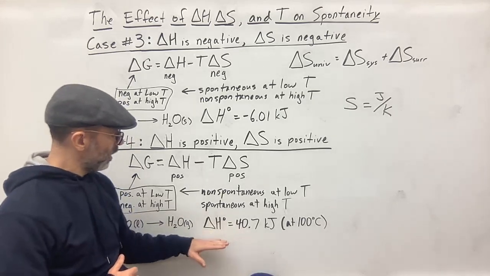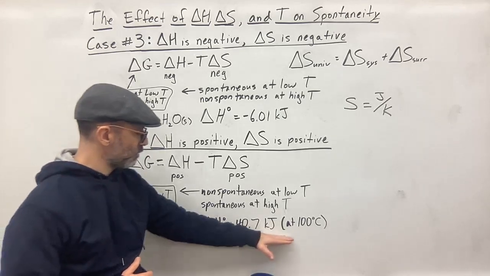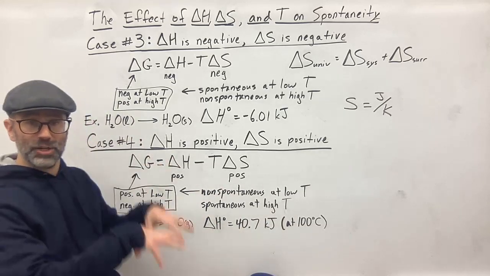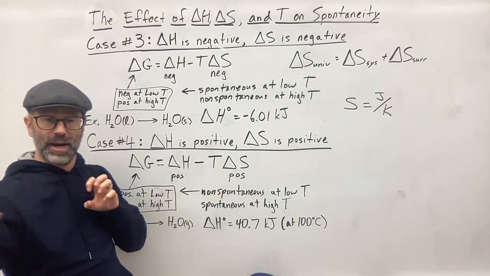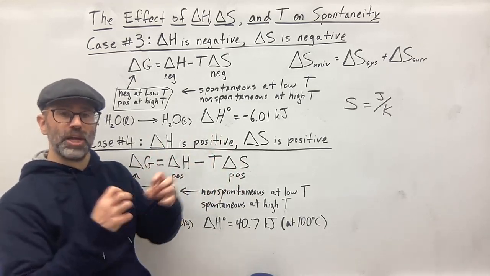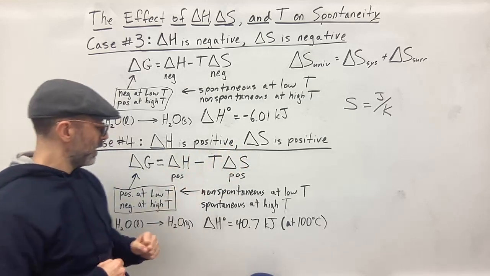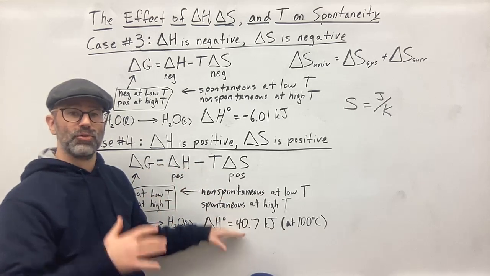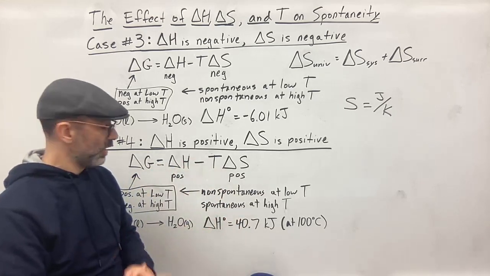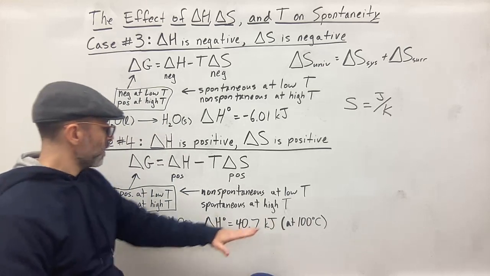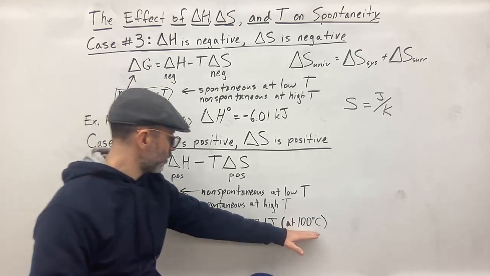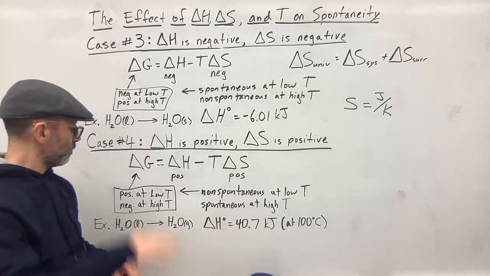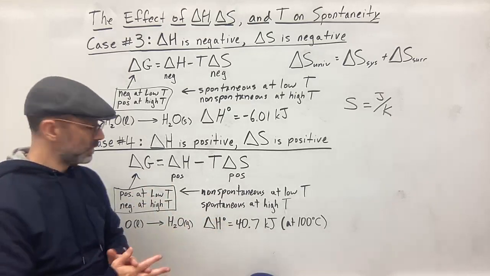But you can see here that the enthalpy change is positive. So it's absorbing energy from the surroundings in order to put that energy into the molecules to get them to spread out and move and break free of those intermolecular forces. And so in that case, absorbing the energy from the surroundings is going to decrease the entropy of the surroundings. And so in this case, this is going to be at 100 degrees. At high temperature, this is going to be spontaneous. Below 100 degrees, it's not going to be spontaneous.